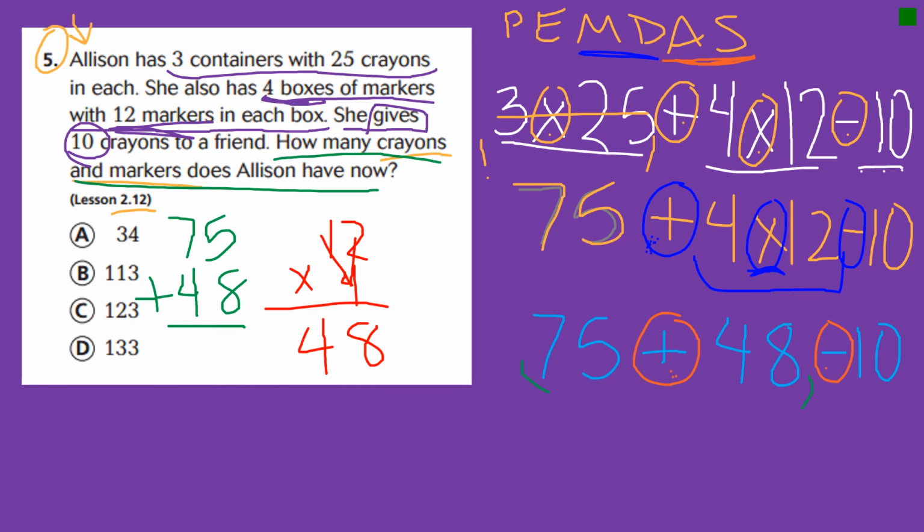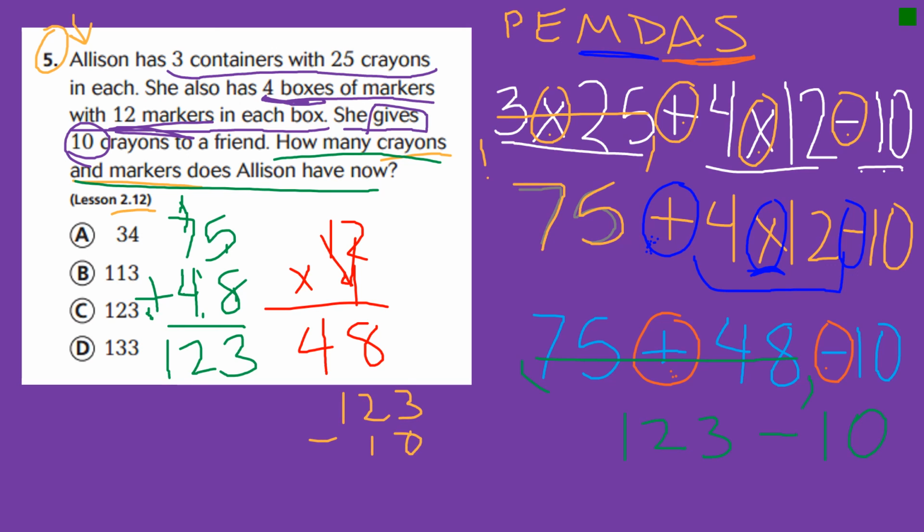5 plus 8 is 13. And then we have 7 and 4. That's 8, 9, 10, 11, 12. 123. Thank you very much. We're not done yet, though. But look at those stinkers in the math book. They have 123 as one of the choices. We still haven't done our minus 10 yet. Okay, so don't let this math book trick you.